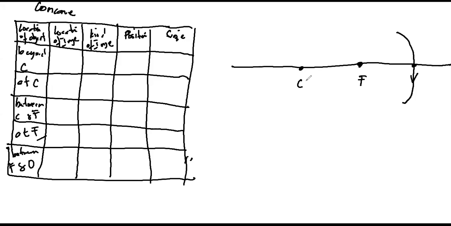So let's say, for example, where is beyond C? This one is beyond C. This one is at C if the object is at the center. This one is between the center and the focus. This one is at the focus. So let's number these 1, 2, 3, 4, 5. This one is number 1 location, number 2 location, number 3, number 4. And this one is the 5th location, which is between the focus and the vertex. It's O.